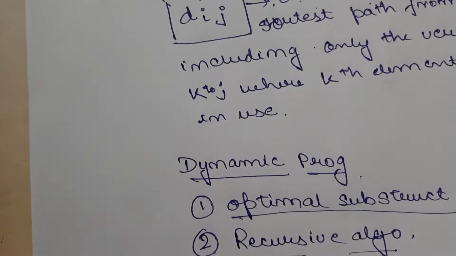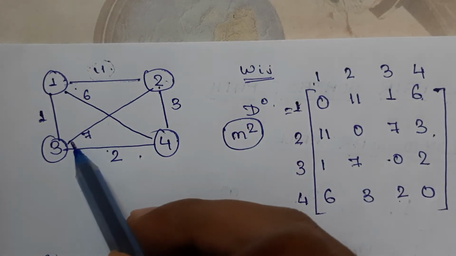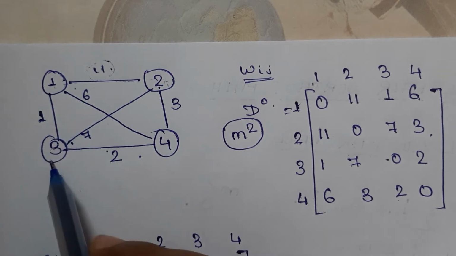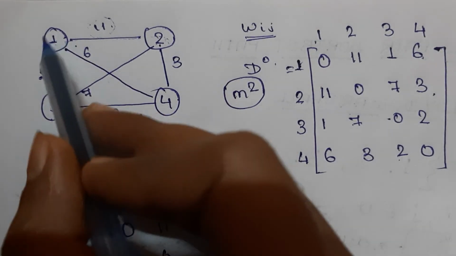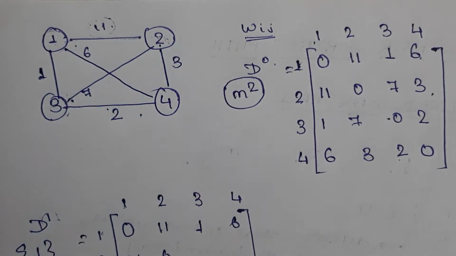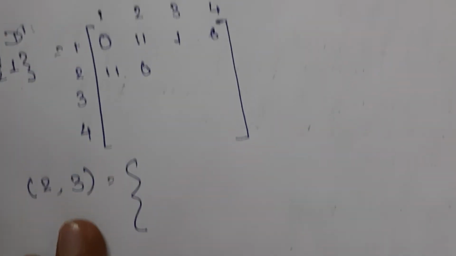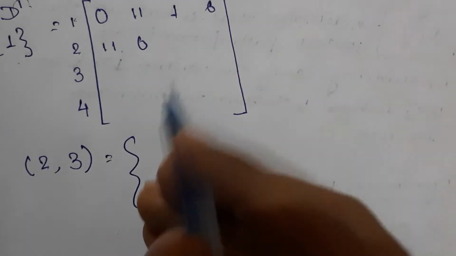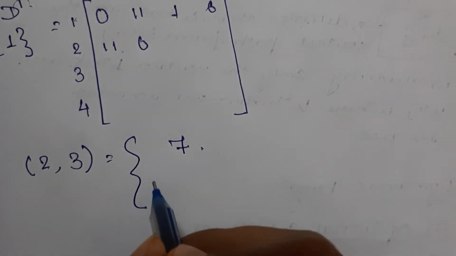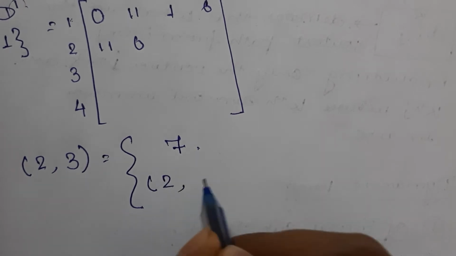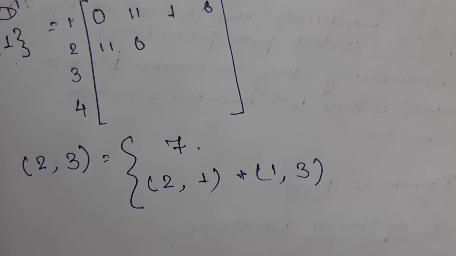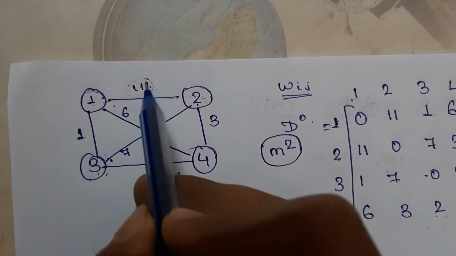From 2 to 3, I can go in two ways, directly and by passing through 1. D1 means that I have taken this element and passed through 1. Now 2 to 3 directly, what is the weight I am getting? 7, right? And if I pass through 1, first I have to go from 2 to 1, and then from 1 to 3, right? 2 to 1, what is the weight? 11.